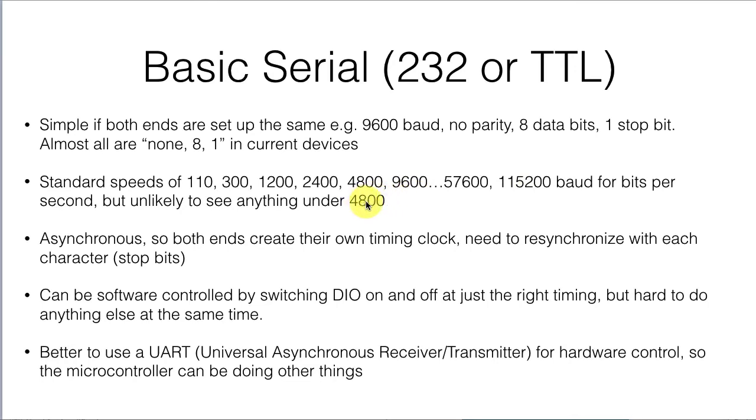So 4800 baud, if it took 10 bits per character, more or less, would be about 480 characters per second. 480 characters is something in the neighborhood of 60 words per second. So this is fairly fast if what you're trying to do is read some typeset data. It's not so fast if you're trying to transmit images.